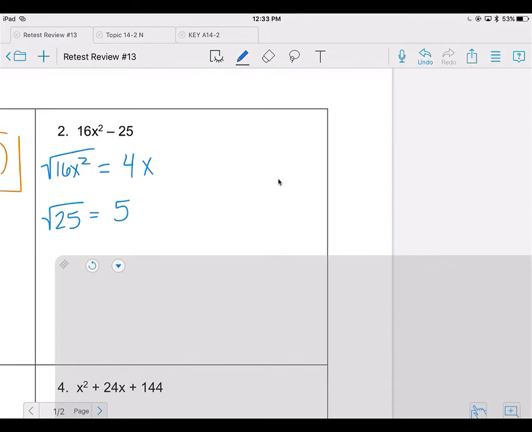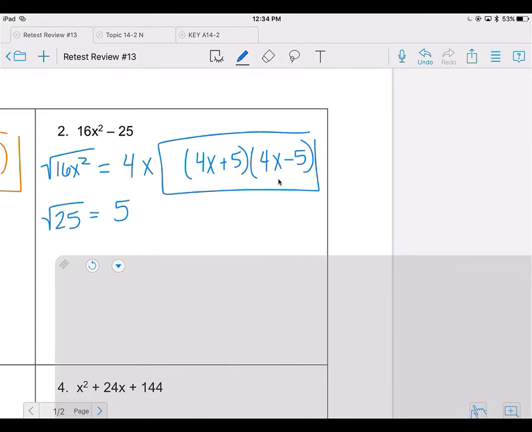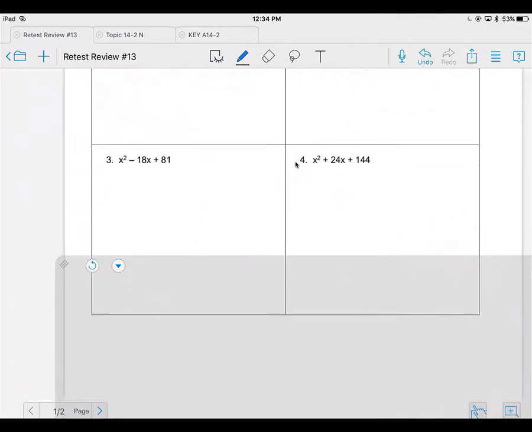Again, you can use the box to factor, but you're going to get a really big product for 16 times 25. So it's easier just to remember the square root rule. I make one positive and one negative. Okay, and note x was in front, so my term with the x, once I've taken the square root, is in front. 25 is in the back, so that stays in the back when I write my final answer.